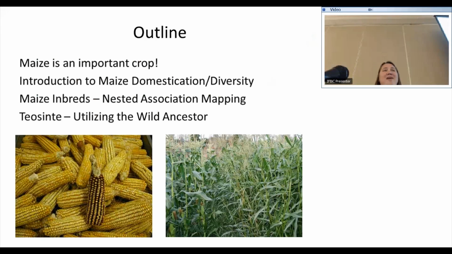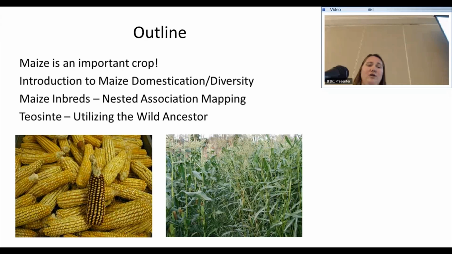Okay, maize is an important crop. I think we all know that. It's one of the major crops in the United States, of course, and around the world, providing food and feed for humans and animals all over the world. So I'm going to give an introduction to maize domestication and maize diversity. I will be talking about some work that I've done with maize inbreds using the nested association mapping population, and then also some work I'm doing with the wild ancestor teosinte.